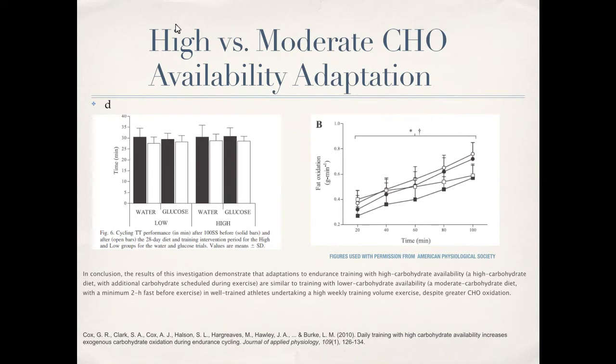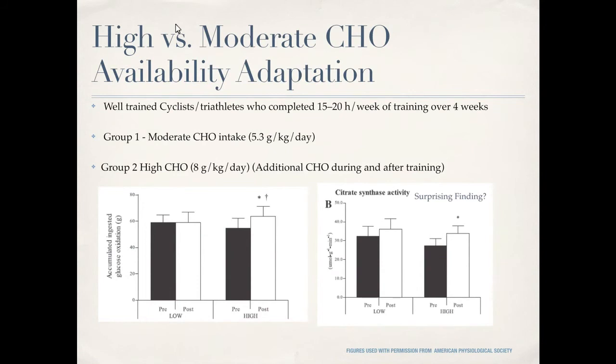So this is a real important study, and basically the next question is, what if you had super high carbohydrate availability versus moderate? We've talked about low versus high. What about moderate versus high? Does the high enhance adaptation? Because that's always what people say.